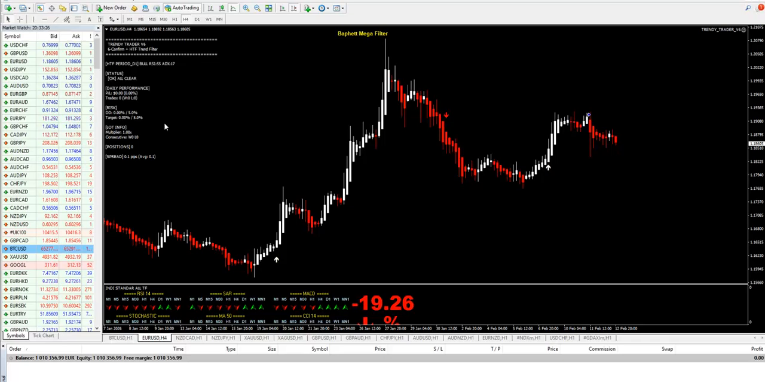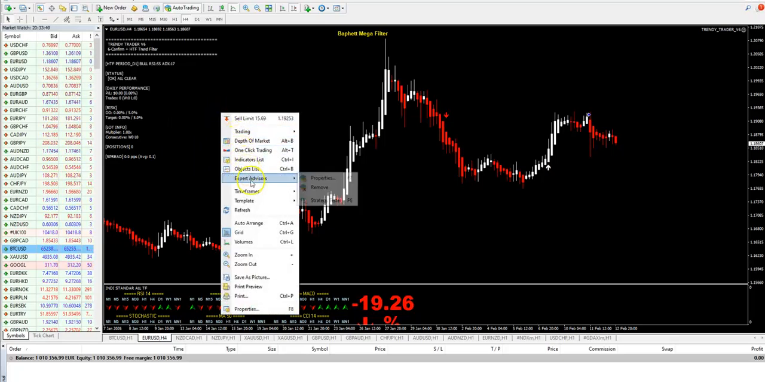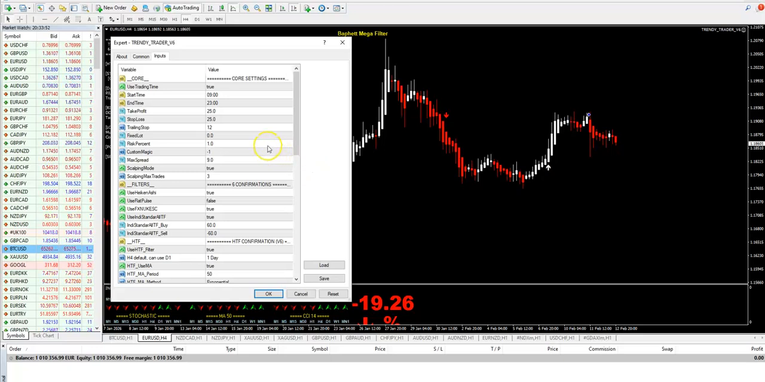So let's say you want to make 5% daily of your balance. When it reaches 5%, no more trades. Or opposite, if it has a bad day and makes 5% losing trades, it will stop to trade also. Let's see, Trendy Trader option, core settings, trailing stop, take profit, risk percent, max spread.